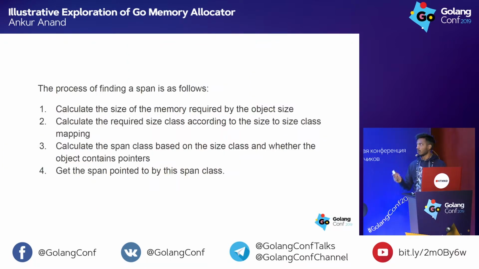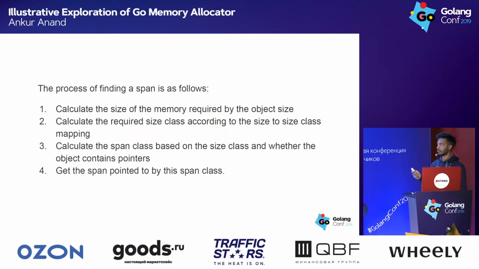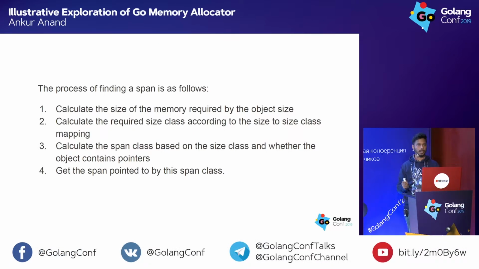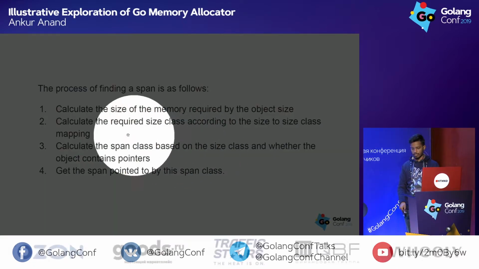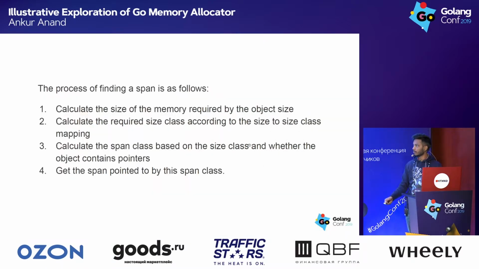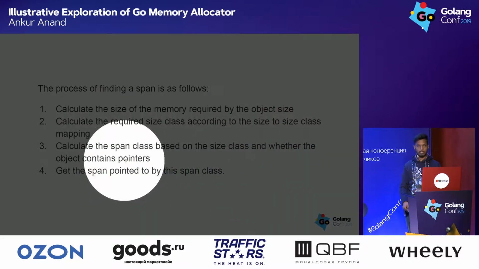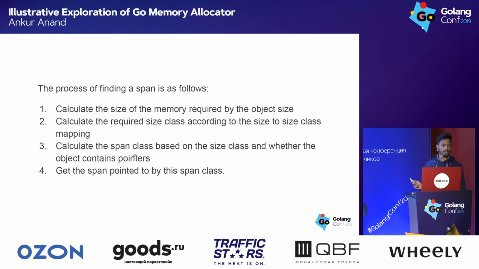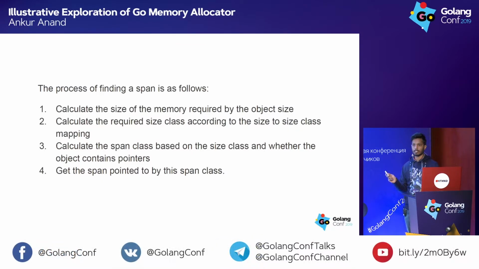So this is the size. If you need to allocate any object, it will first calculate the size of memory required by the object, then calculate the required size class, and then based on the mapping, it will give you that span. We will also look into the third point, which is really important: calculate the span size based on the size class, and whether the object contains pointers. This is really important from a garbage collection point of view. This is what helps garbage collection become so fast.